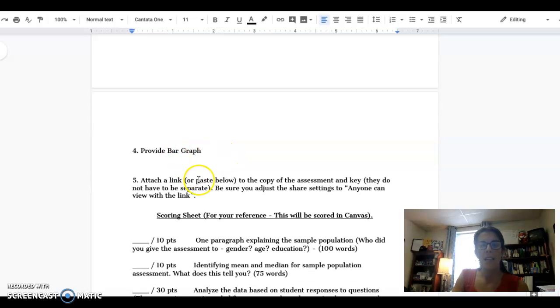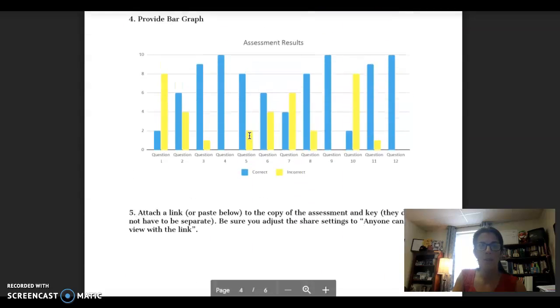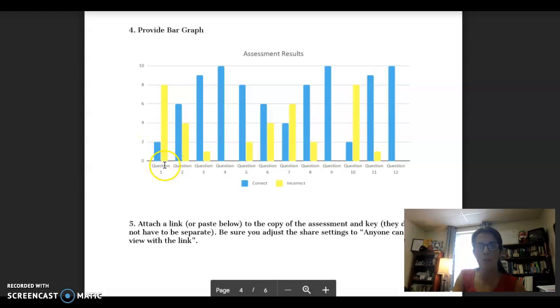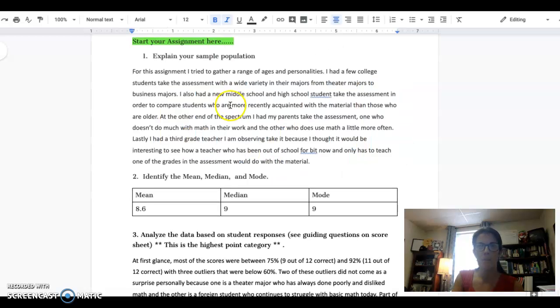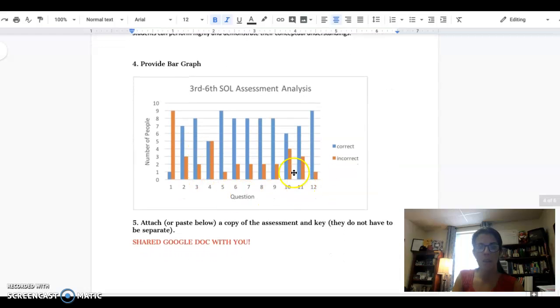All right, the last two sections here are the bar graph. I'm going to show you an example of that one. Here's one example of a possible bar graph. Notice that it is organized by question, and this person listed correct or incorrect. That is a fine way to organize this. Here's a different one. Again, same thing, correct or incorrect.